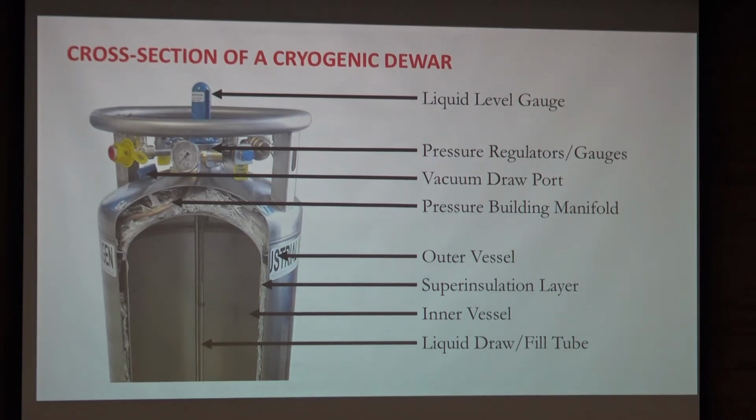On top, you have several things, like, for example, a liquid level gauge in some cases. There may be pressure regulators and pressure gauges. There are ports to draw the liquid, or pressure building manifolds where you can actually pressurize the insides to extract gas. So on some level they're all going to look the same, but in all cases these are dewar vessels.